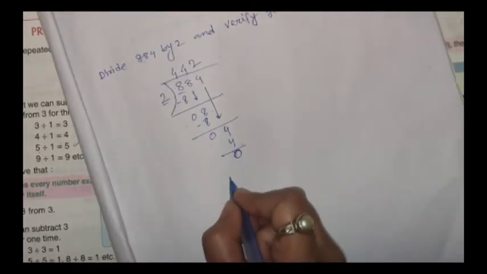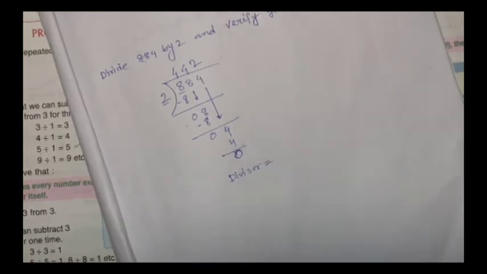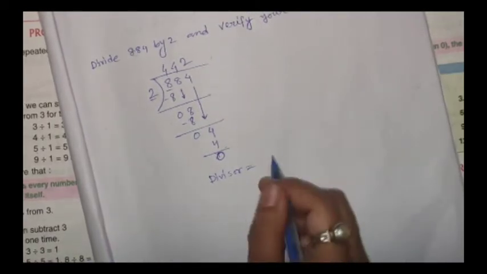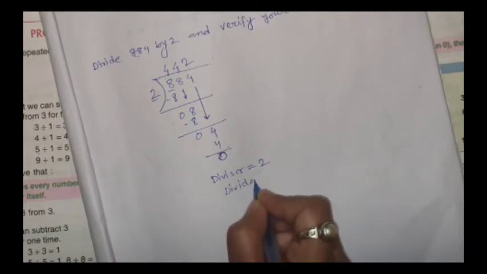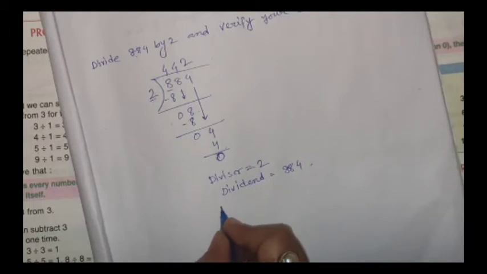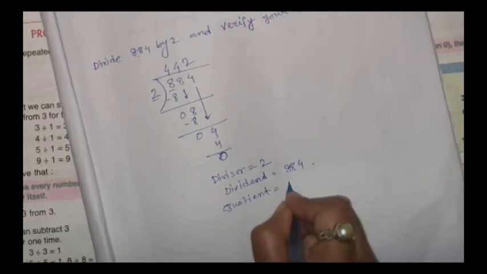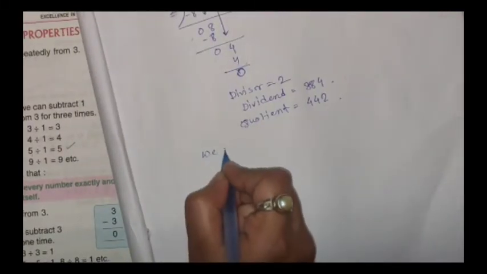So for verifying this, first of all you need to write what is the divisor, what is the quotient, what is the dividend. Divisor equal to 2, dividend equal to 884, quotient equal to 442.